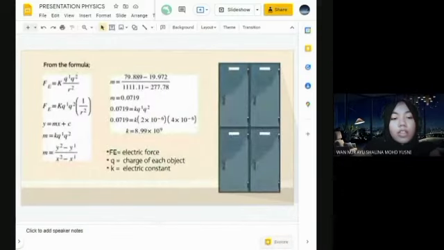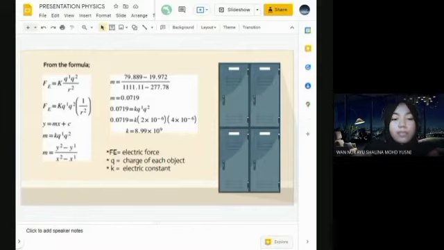Next, in the second question, we are also asked to find the electric constant. We use the formula Fe, which is electric force, equal to K, which is electric constant, multiplied with Q1 Q2 per R squared. Q1 and Q2 here are the charge of each object, Q1 for object 1 and Q2 for object 2. And R here is the distance.